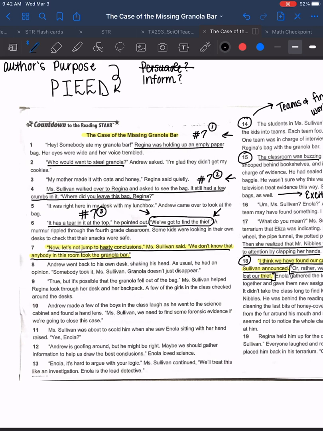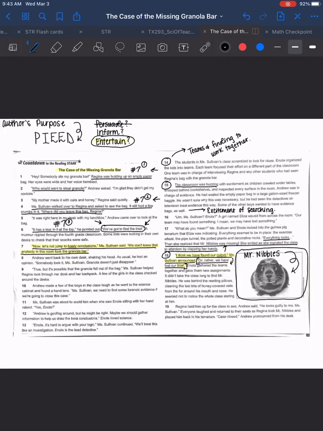What about entertain? Is the author trying to entertain us? Is he trying to give us a fun story? More than likely, yes. This is the author's purpose, to entertain the audience. It's definitely more so for entertain than it would be for inform or explain, which is the next E. But yes, as you can see, you can clearly see all of my strategies, and it was all very helpful for me with answering the questions.